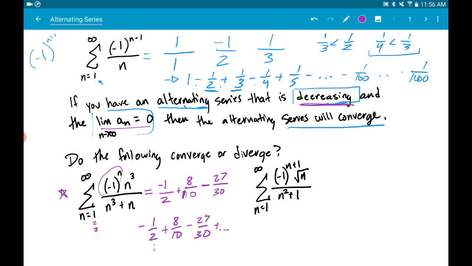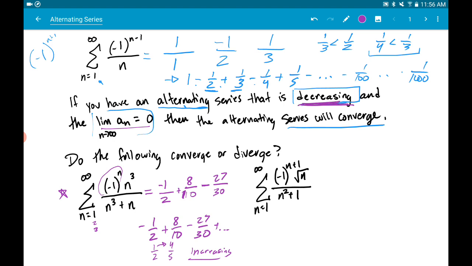Well, this is 1/2. This is 4/5. So we have one problem there, is that this is increasing. And so we've gone against this whole decreasing up here criteria. So that's a bad sign.